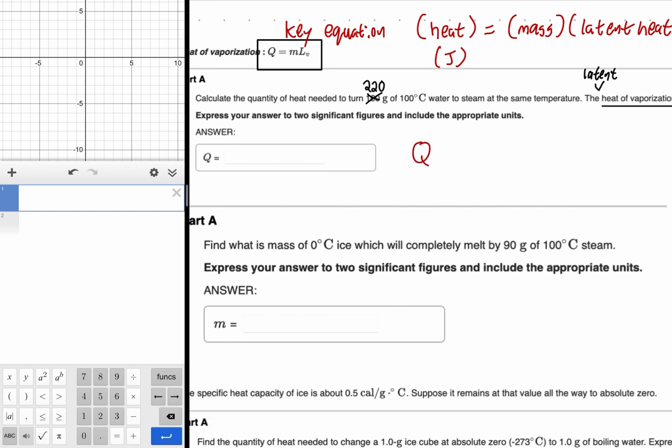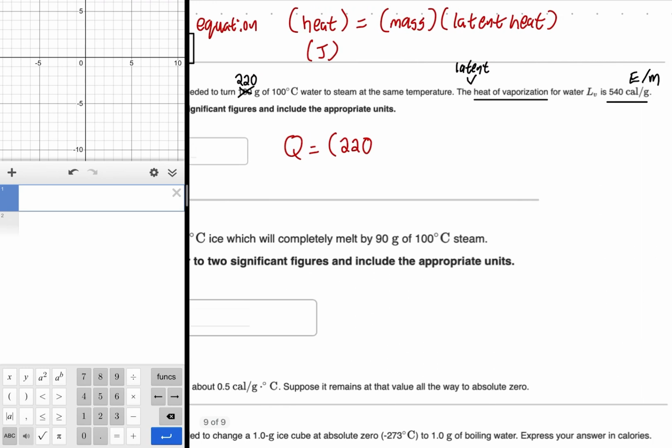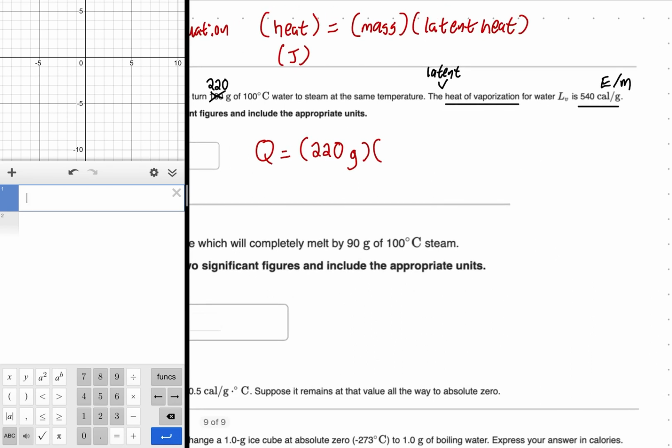Okay, so we're going to have our Q. That's what we're solving for. And our first value is going to be the grams. And because our latent heat is given in calories per gram, we want to leave it in grams. Okay, so this is the case where you leave it in grams, so your final answer is in calories. You don't want your final answer to be in joules unless you're given the latent heat or specific heat in joules. Okay, but this one's calories.